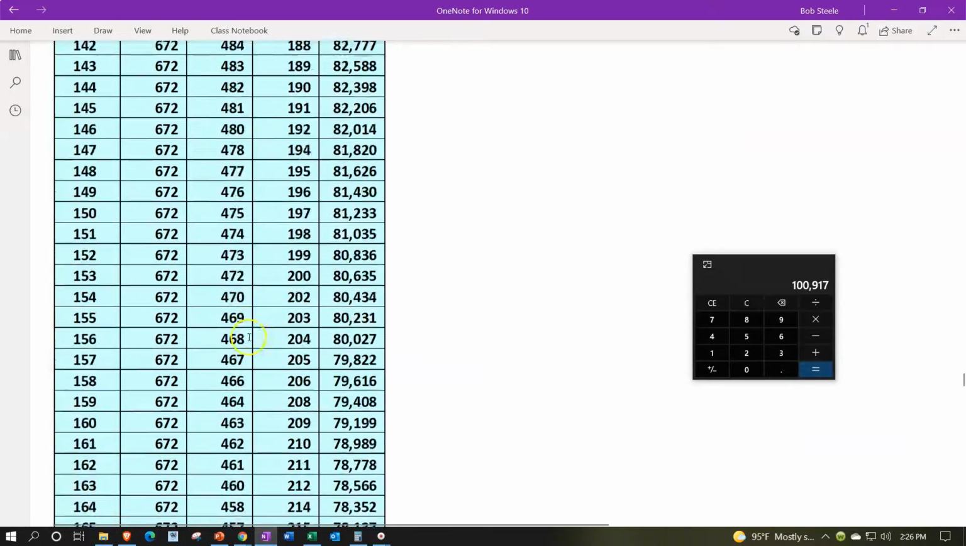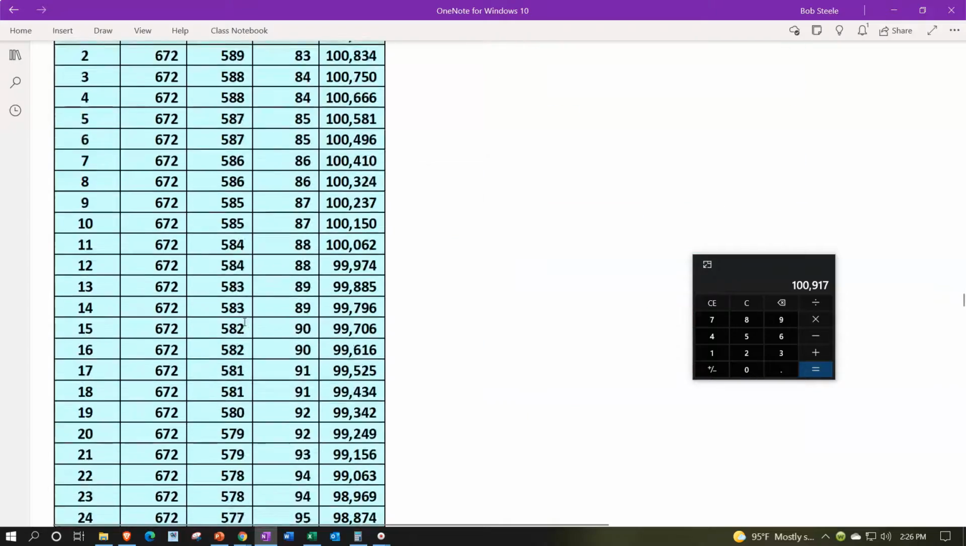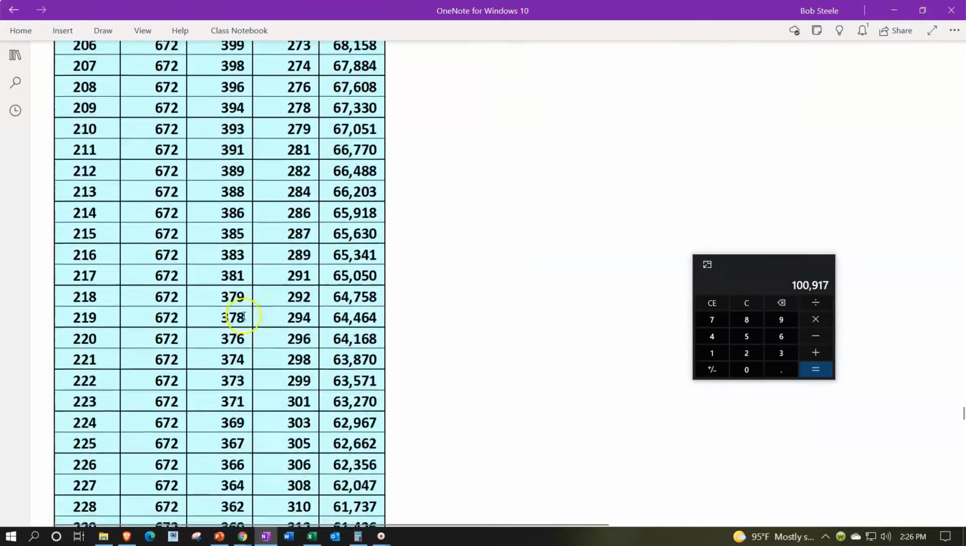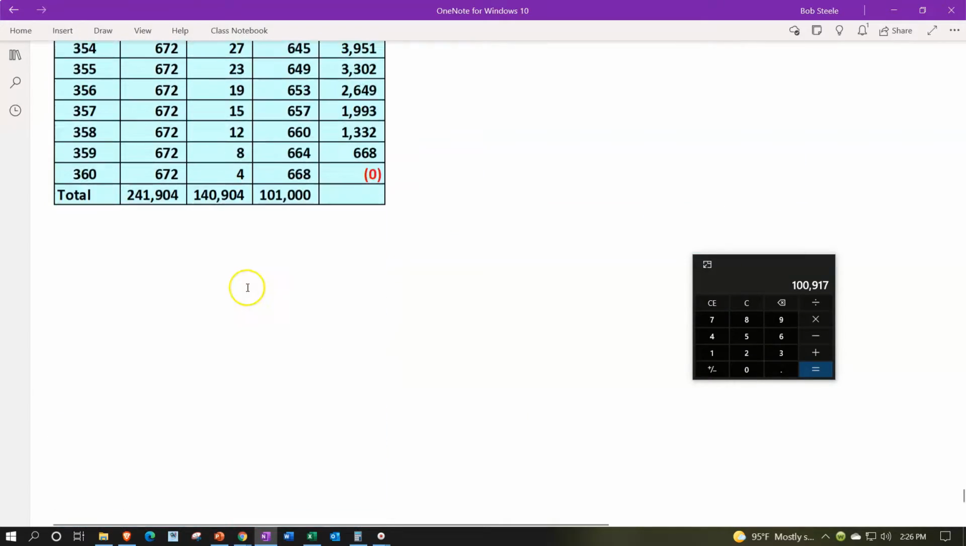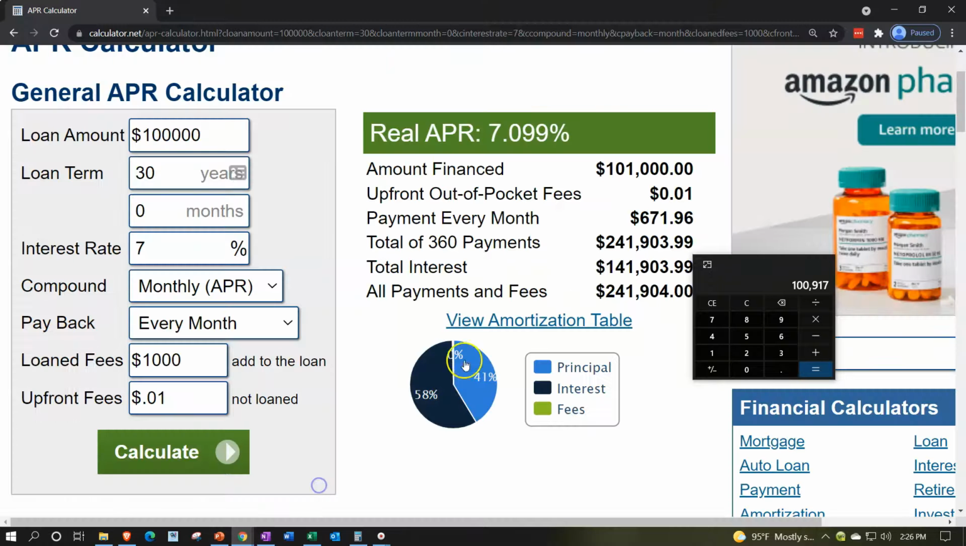Let's go all the way back up. We've got the 671.96, correct. All the way back down. And then we had the total of the 360 payments is the 241,903.